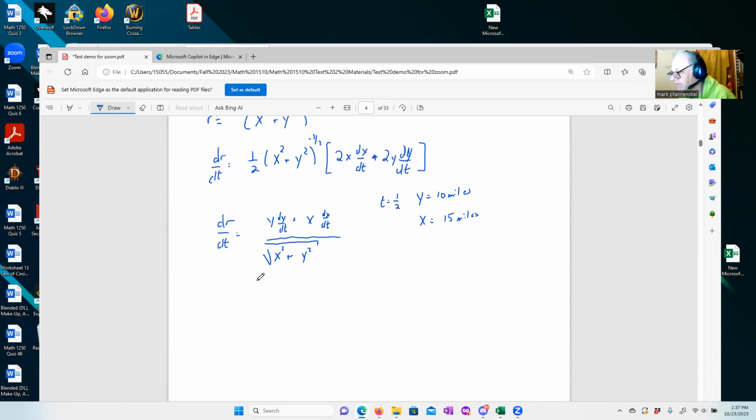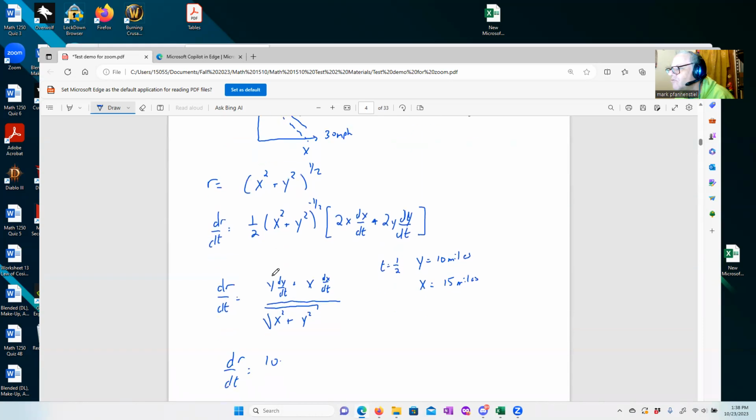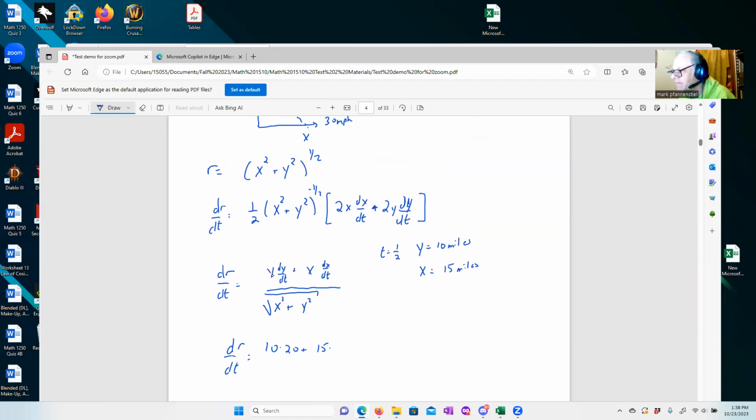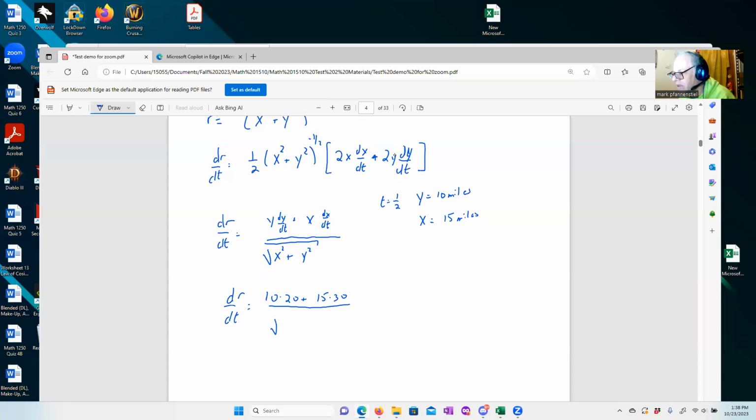All right, so effectively the calculus part is over. Now it's just arithmetic. Okay, so we have dr by dt is equal to 10. How fast is this car traveling? By 20 plus 15. How fast is this car traveling? By 30, divided by, and all we have down on the bottom here is the square root of 10 squared plus 15 squared. Okay, now it's just a calculator exercise.